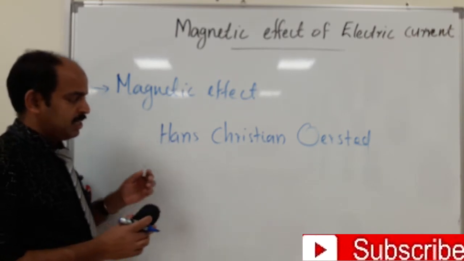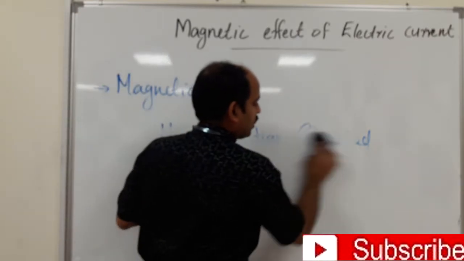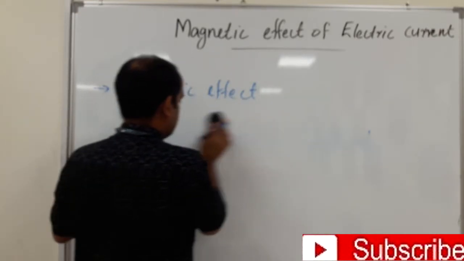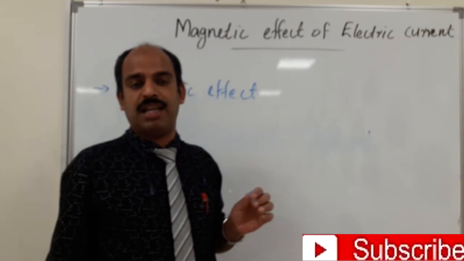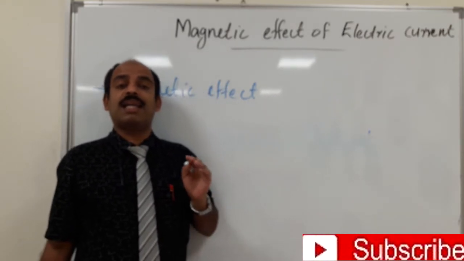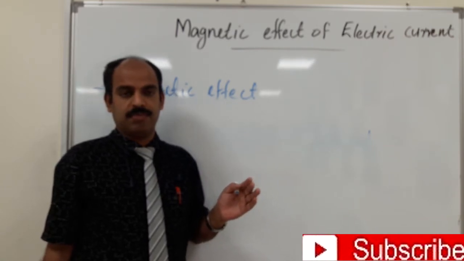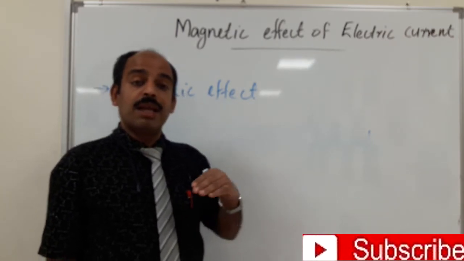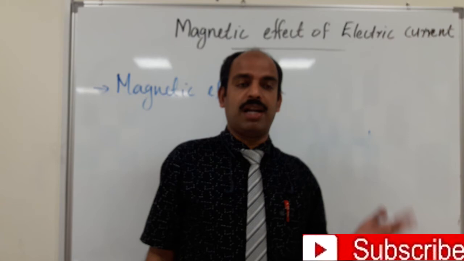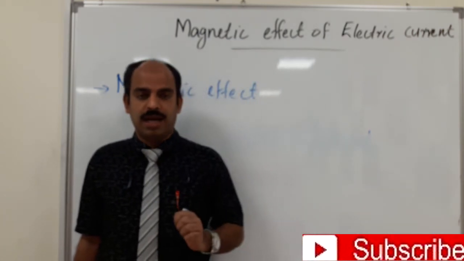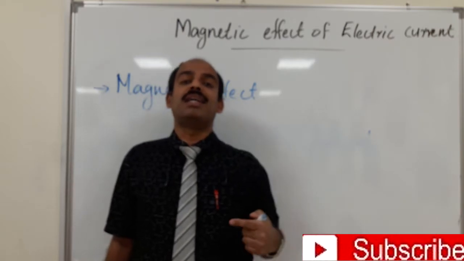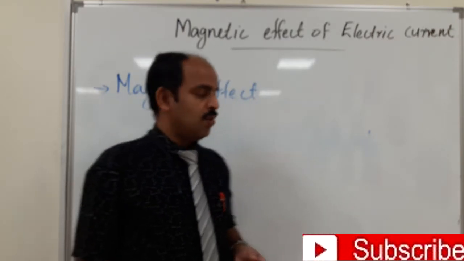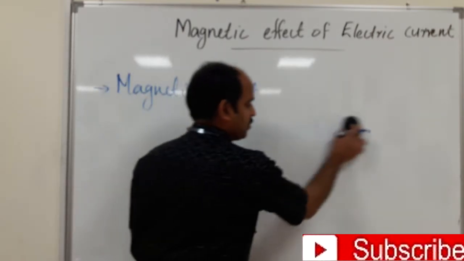During one of his experiments, he noticed that a compass needle near a current carrying conductor deflected, and he repeated his experiment several times. Finally he concluded that a magnetic field is produced around a current carrying conductor. We can explain this.